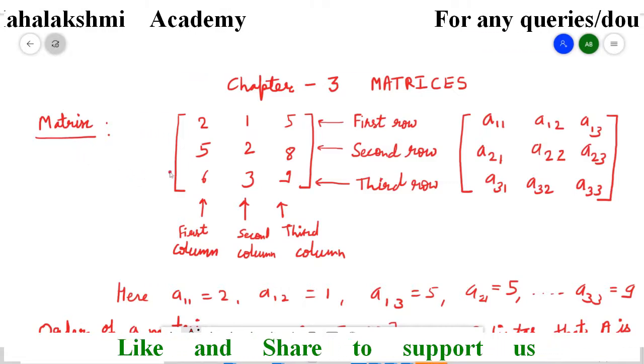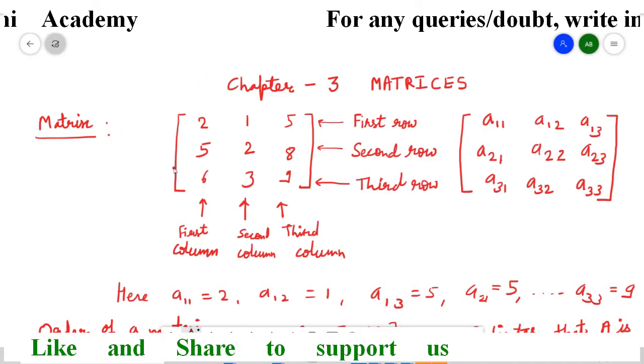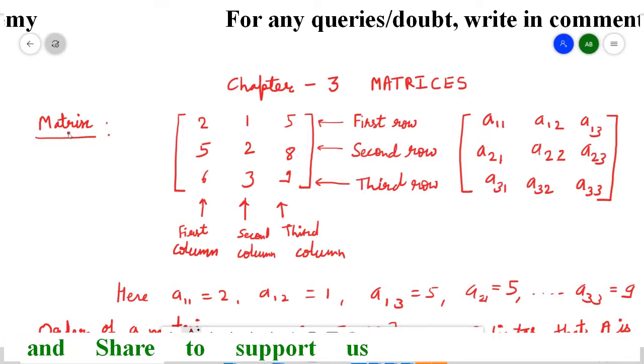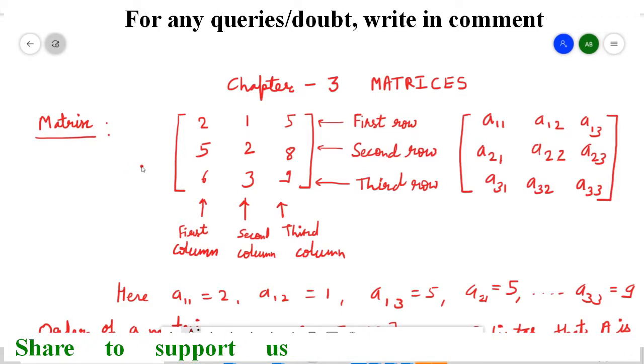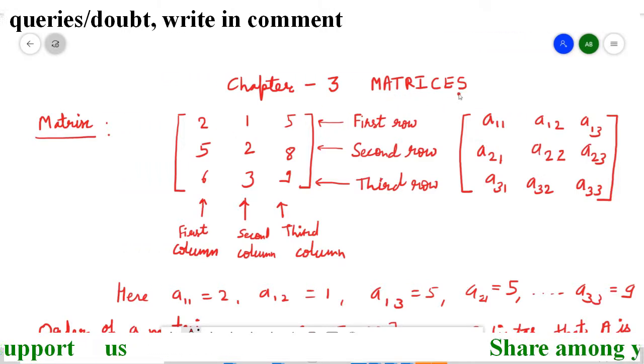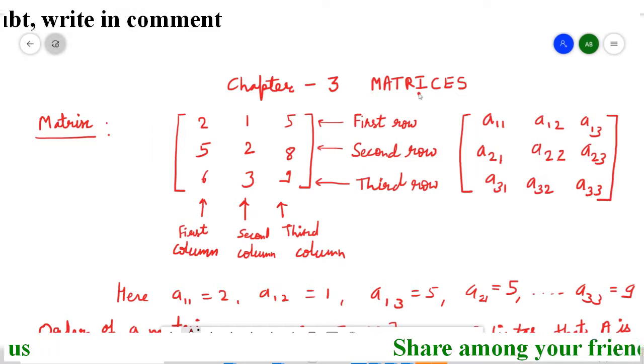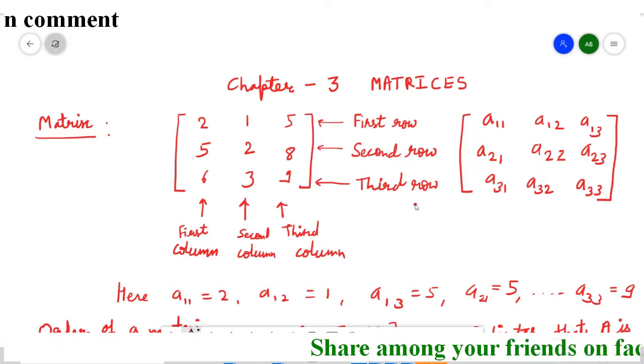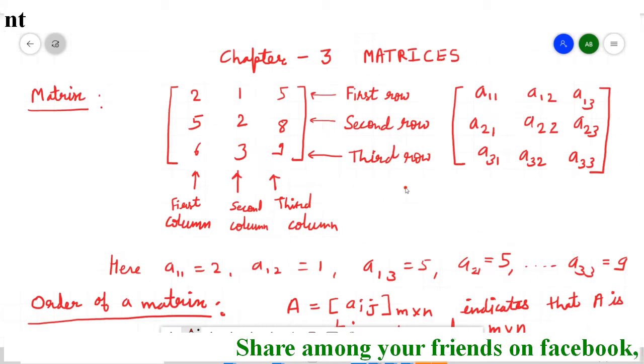If it is one matrix, if it is singular, then its spelling is like this, matrix, and if there are two or three matrix, then the plural form is matrices. So chapter 3 is mainly we are going to deal with matrices. So first we will understand what is the meaning of matrix.